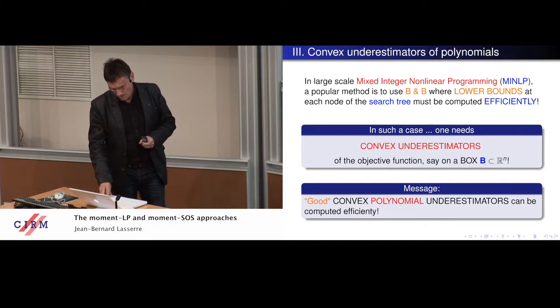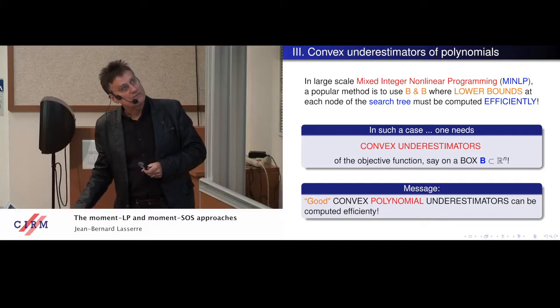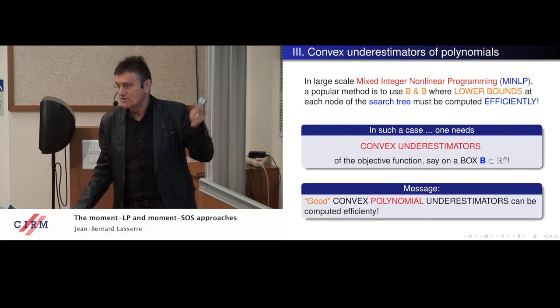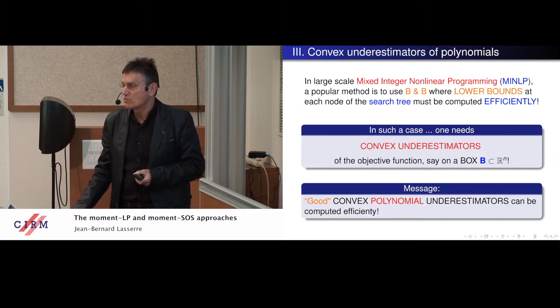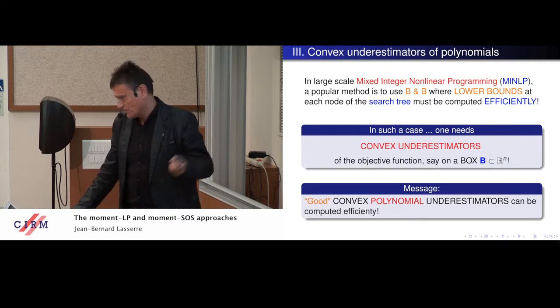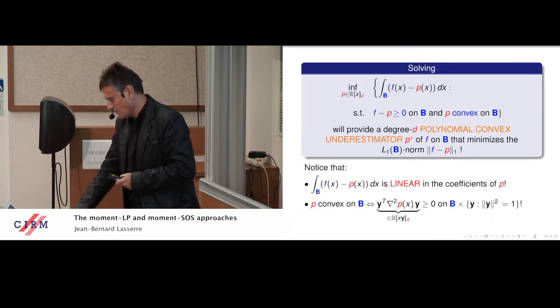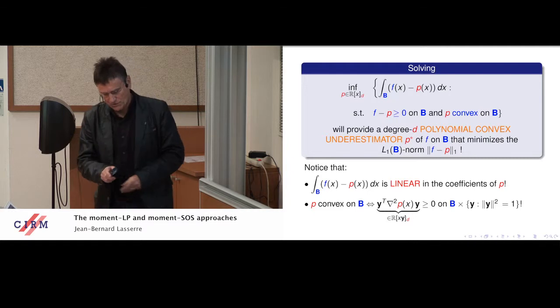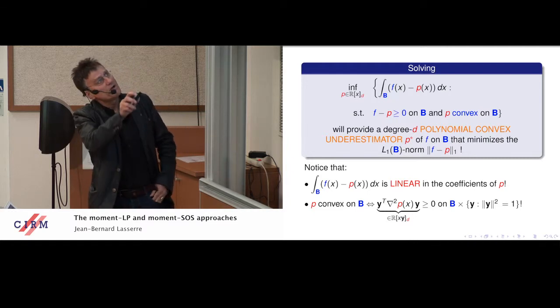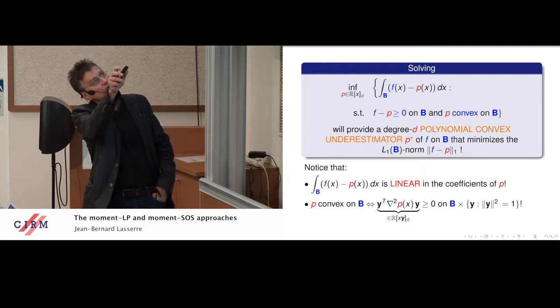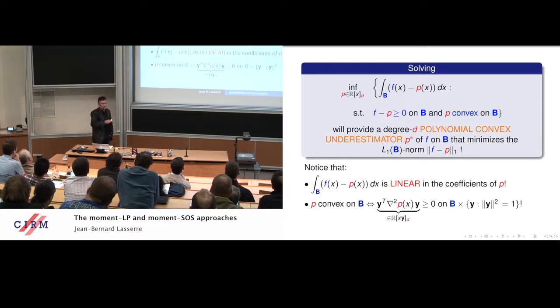So how do you compute a convex underestimator? The message is that using the above methodology, you can compute a good convex underestimator by using this Putinar certificate. So what do you want to do? It's very simple. Suppose f is your polynomial which is non-convex on the box B.